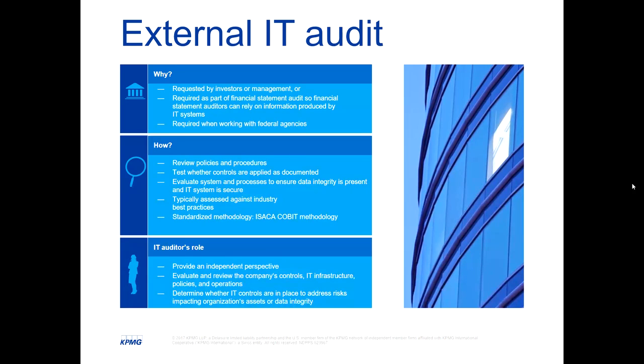Oftentimes we will look at things like ISACA, the Information Systems Audit and Control Association. They have a framework called COBIT, and that's like the IT control equivalent to COSO's internal control framework. It's meant to be a focus on IT controls that's often used as the standard or the criteria to judge a firm's IT controls.